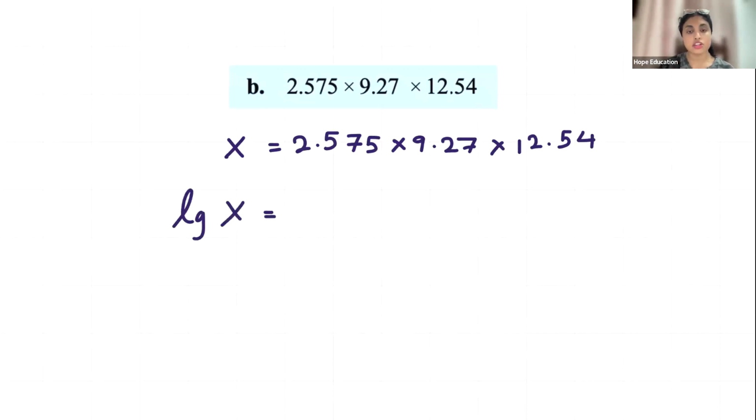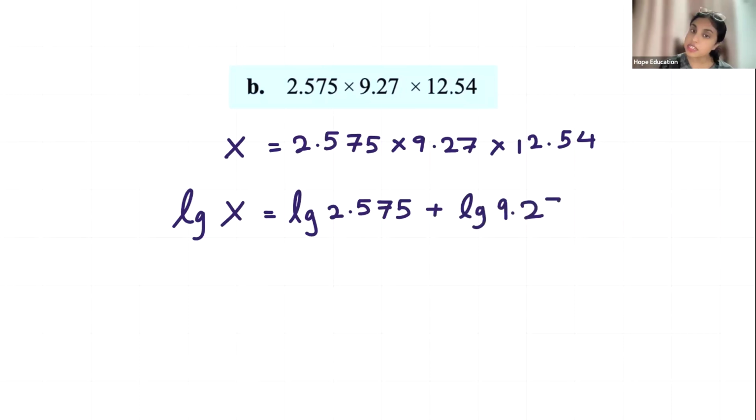Here, log 2.575. Multiplication becomes addition. Log 9.27. Again multiplication, again that becomes addition. Log 12.54. Hari, then can you tell me, what is the log value here?